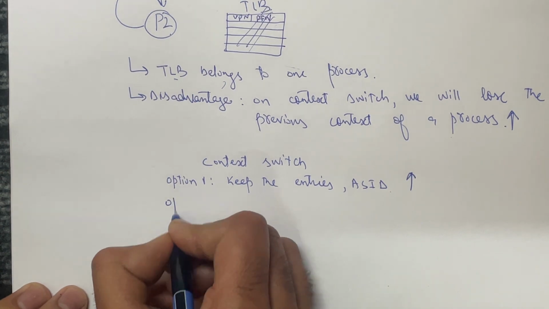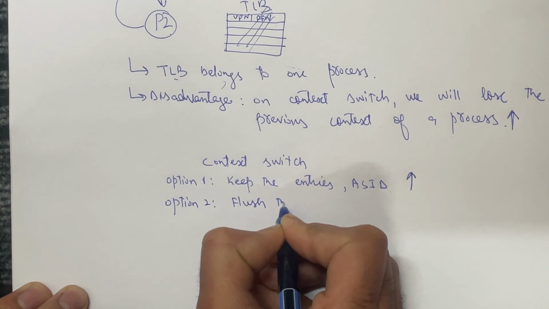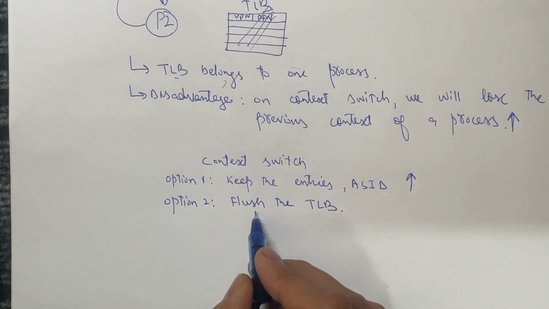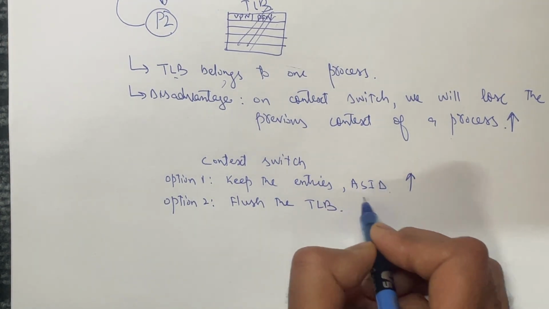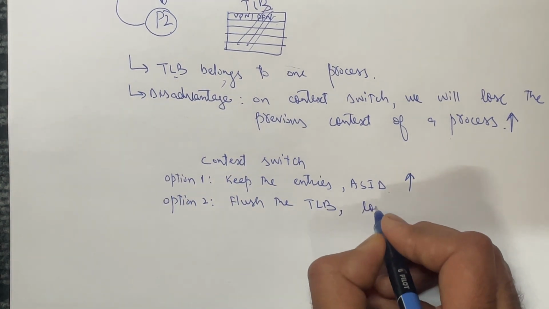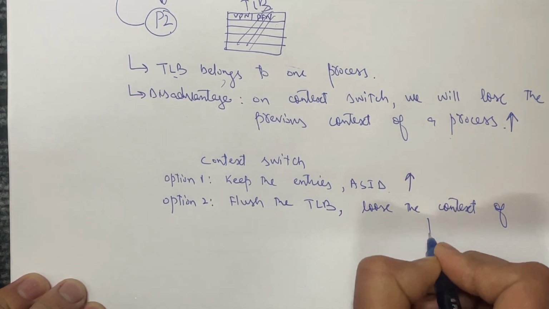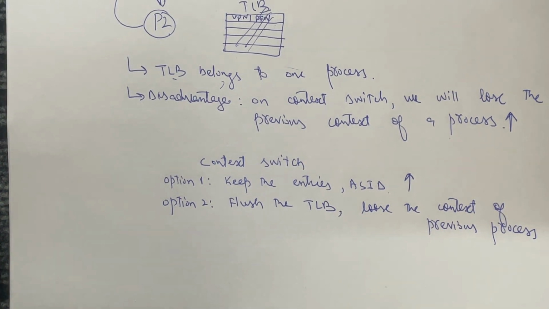Option two is to flush the TLB on context switch. This scenario has the advantage that the entire TLB belongs to one process. We don't have to store any application specific identifier. But the disadvantage is that when we are switching from one process to another process, we will lose the context of the previous process. So this is what happens on the context switch.